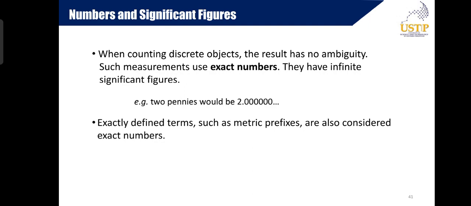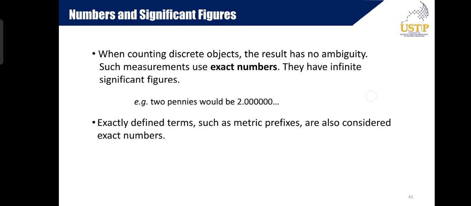When counting discrete objects, the result has no ambiguity. Such measurements use exact numbers. They have infinite significant figures. For example, 2 pennies would be 2.00000, nonstop. Exactly defined terms such as metric prefixes are also considered exact numbers.